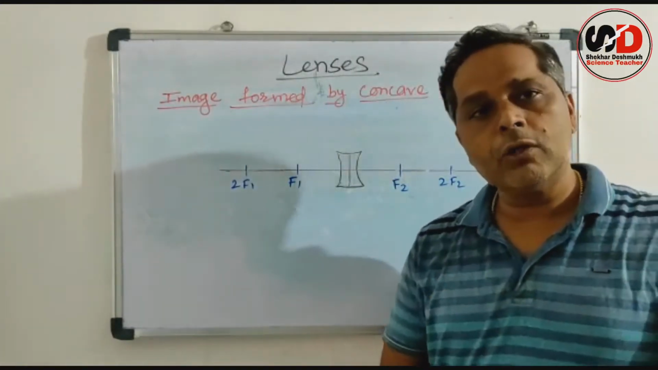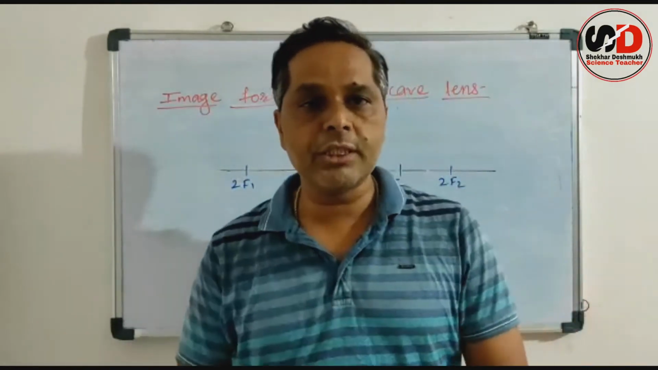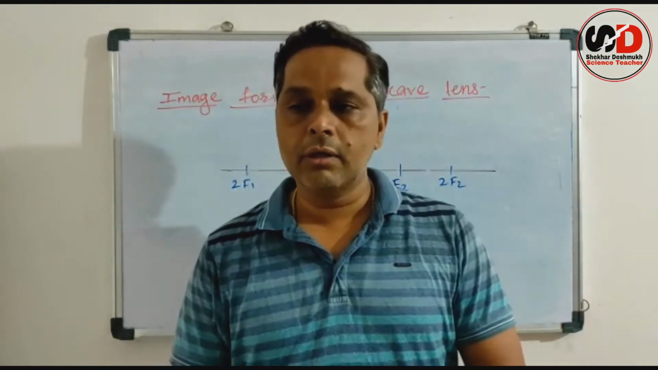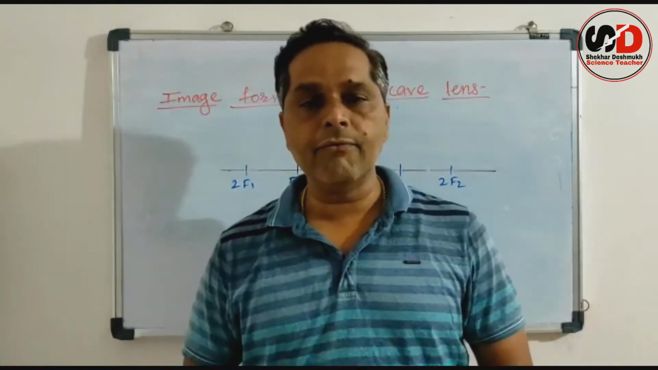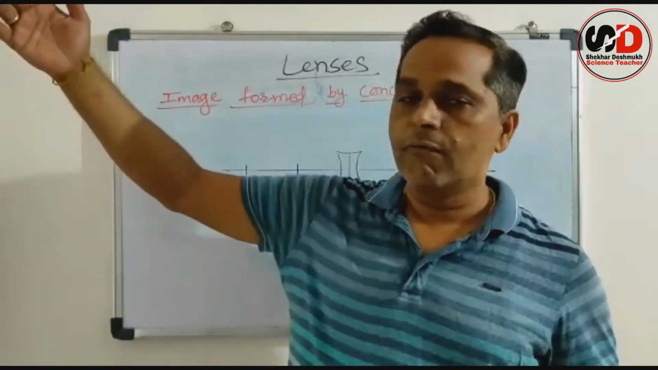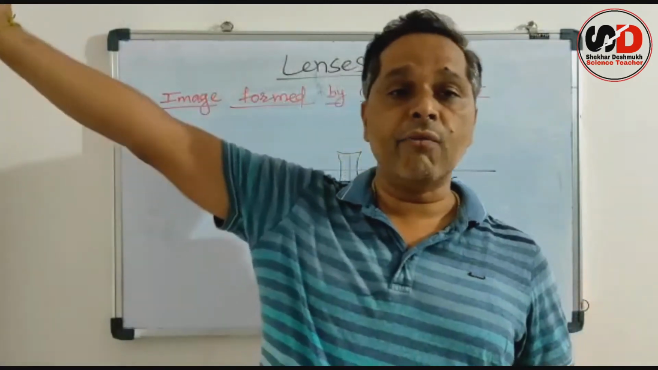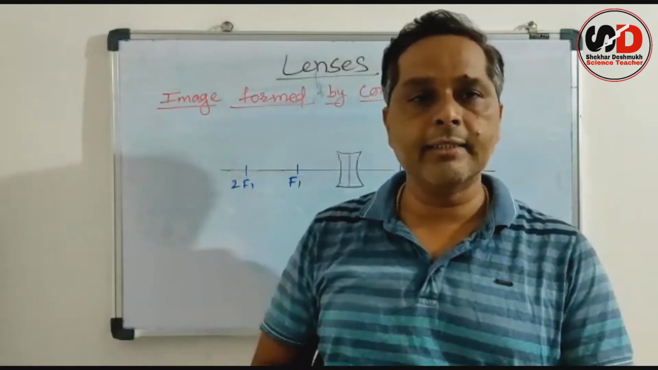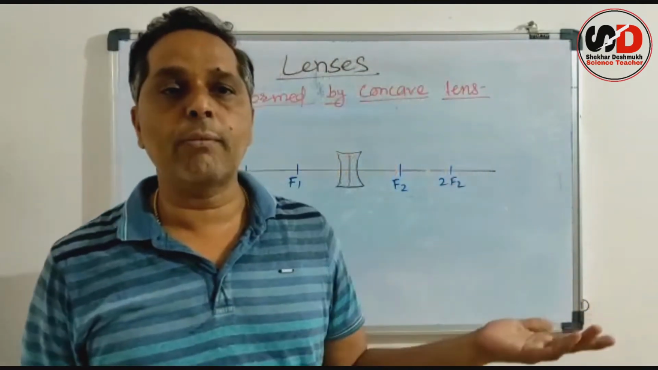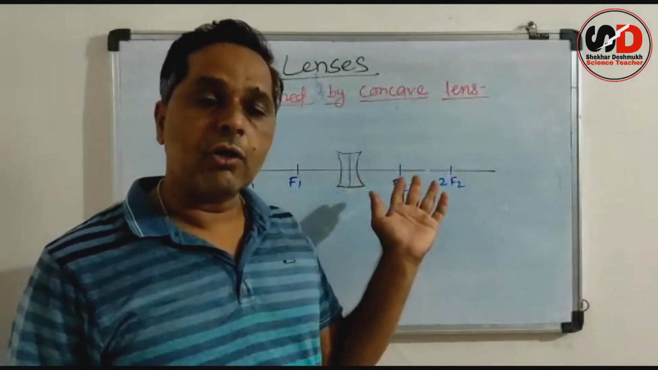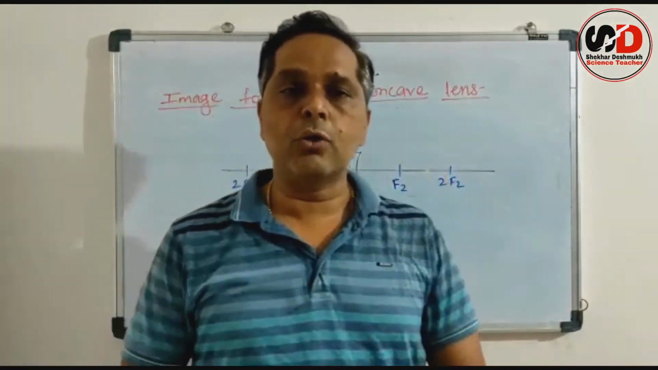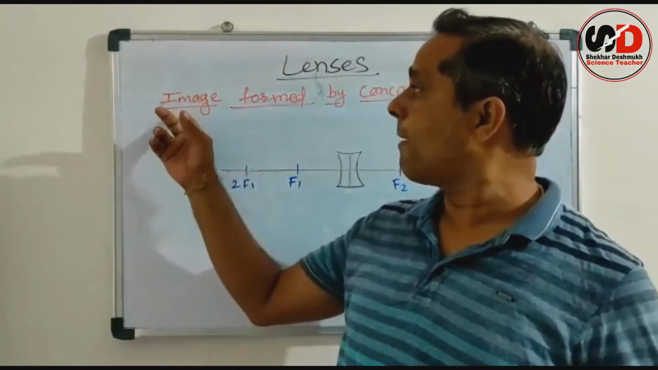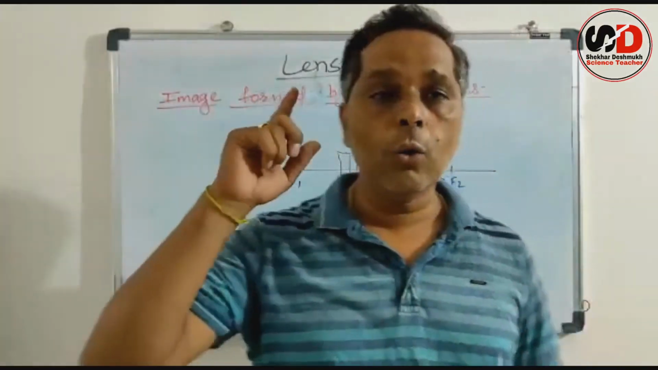Students, in the last video we have seen the image formation by a convex lens. We have seen practically where the image is formed when the object is placed at infinite distance, and as we take the object closer and closer to the lens, how the image is formed. Today in this video, we are going to see the image formation by a concave lens.